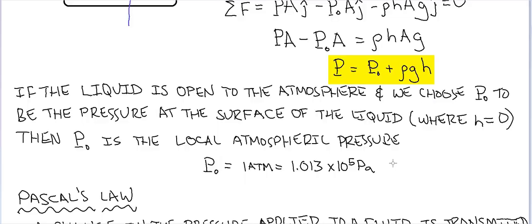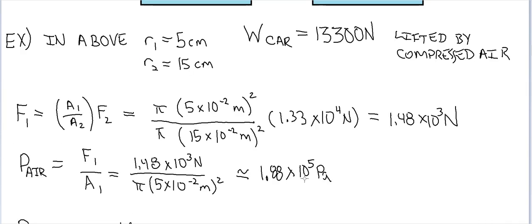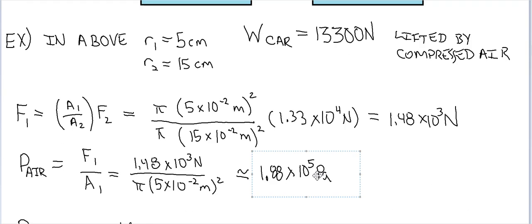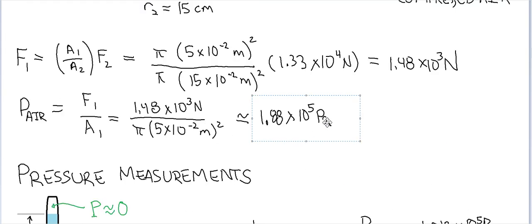So remember, the atmospheric pressure is about 1.01 times 10 to the 5 pascals. This is even less than 2 atmospheres, right? 2 atmospheres would have been about 2.026 times 10 to the 5 pascals. This is 1.88 times 10 to the 5 pascals. Totally within the realm of an air compressor.